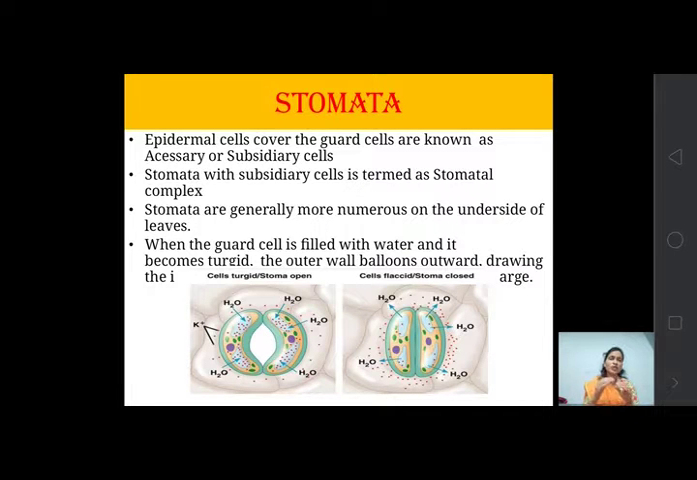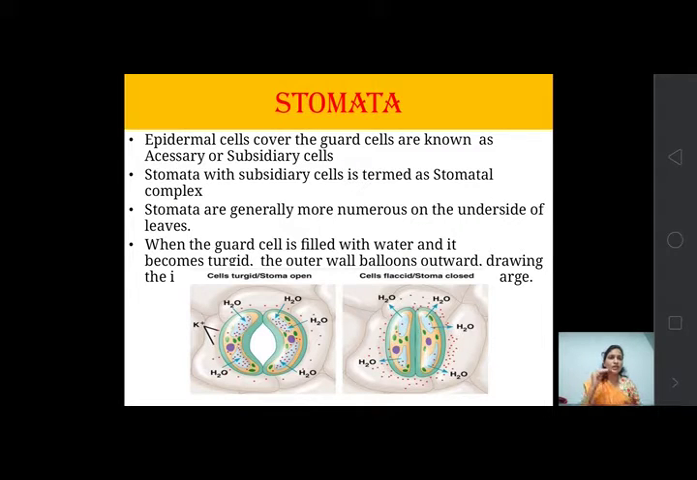The number of stomata may also vary on the surface of a single leaf. The range varies from a few thousand to hundreds of thousands per square centimeter.